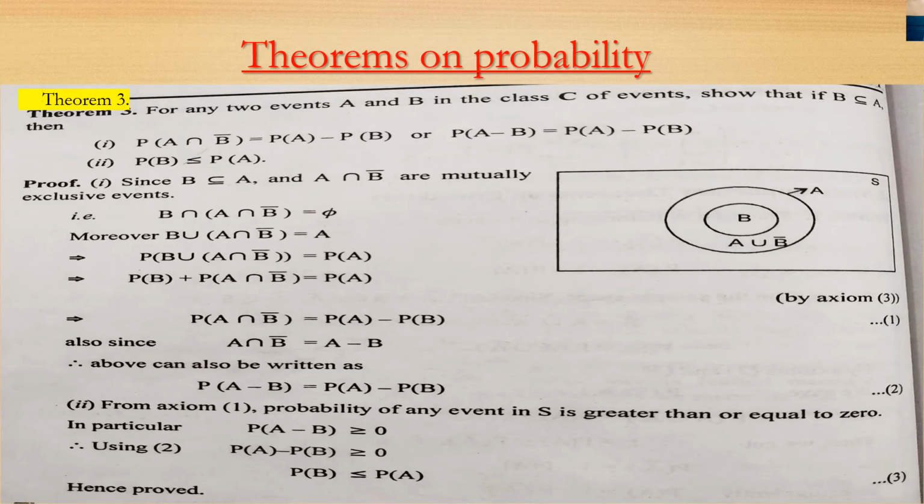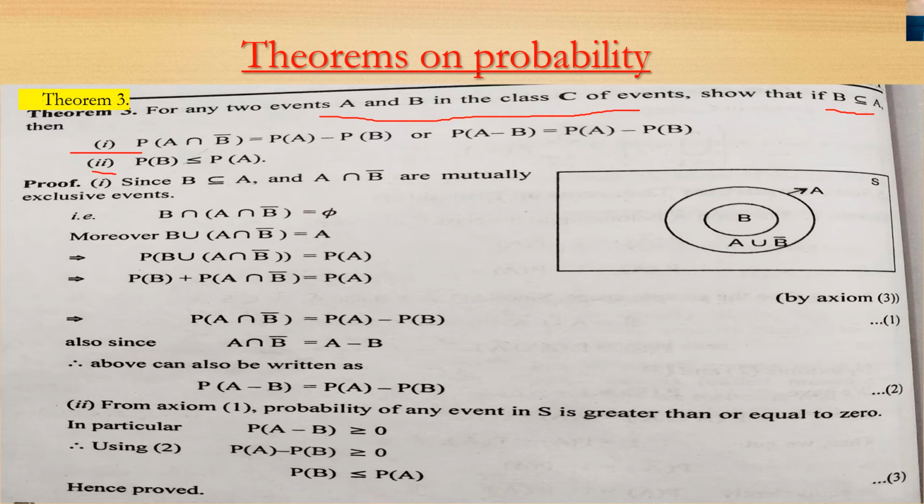Another, for any two events A and B in a class of events, if B is a subset of A, then we have to prove these two parts, part one and part two. Here, A is a bigger set and B is a smaller set.